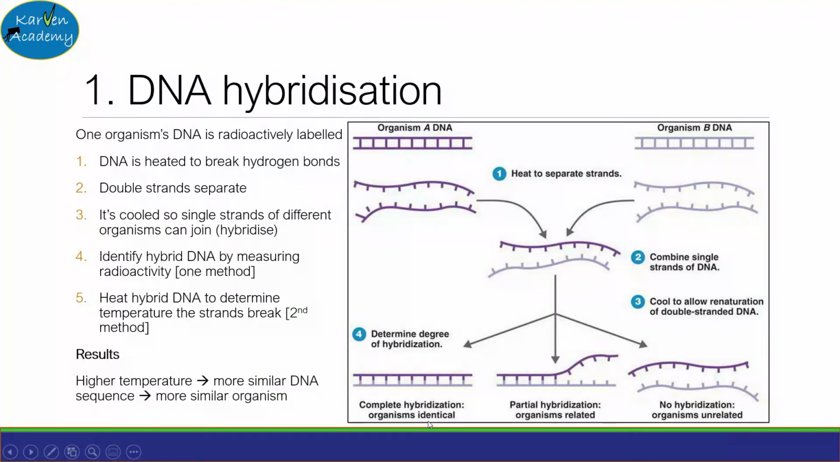If there is partial hybridization, so that not all bases join to the template strand, then the organisms are related. And if there is no hybridization, the organisms are completely unrelated and they don't have a recent common ancestor.